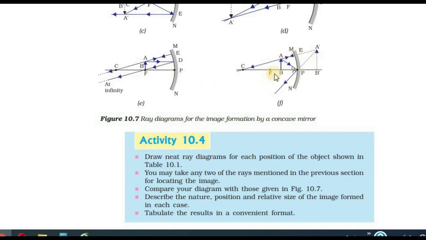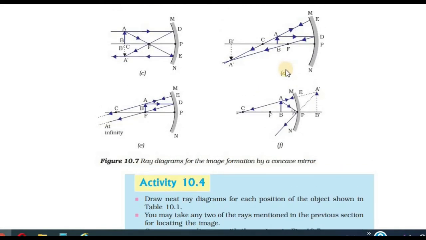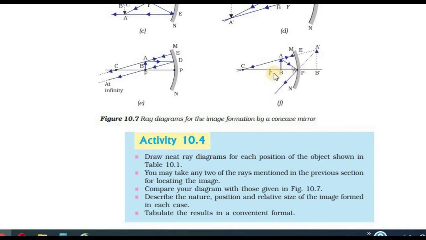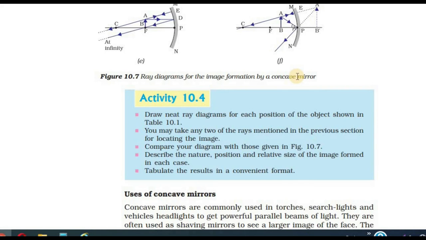When can we have a large image? We will have a large image when we keep the object in between F and P. The object kept between F and P will give a large image. This is why we use concave mirror as a shaving mirror, as a makeup mirror, etc. At this time we will get a large image. The image size will be greater than that of the object. This type of image forms in the case of makeup mirrors and shaving mirrors, etc.